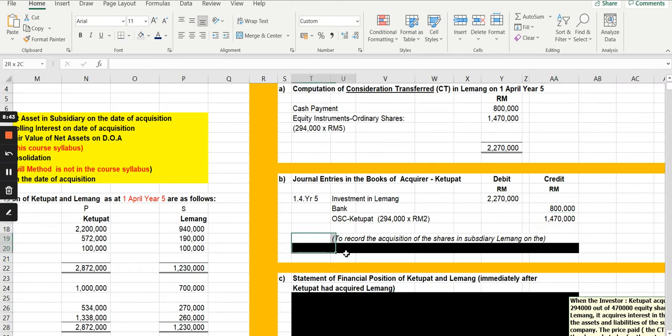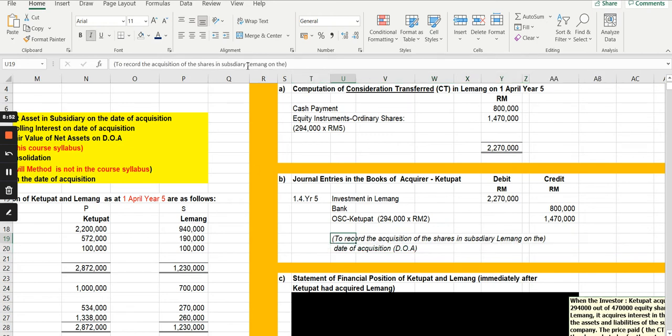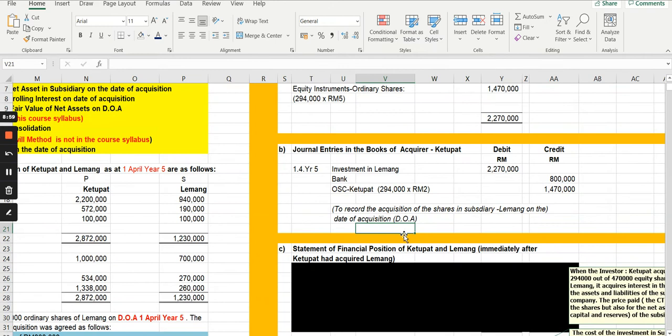And the purpose of this journal, the narration that I put here, is to record the acquisition of shares in subsidiary, and the subsidiary here is Lemang. If you have two or more, you can record them separately. And this is what happened on the date of acquisition. Again, date of acquisition is on 1st of April, year 5.